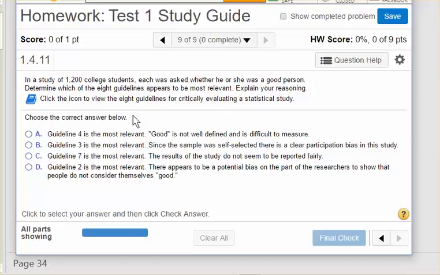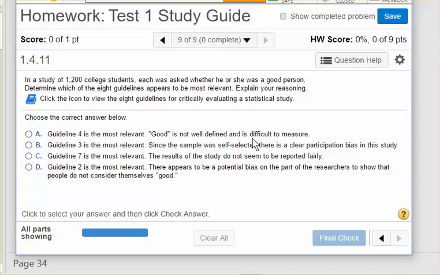Determine which of the 8 guidelines appear to be the most relevant. Explain your reasoning. Okay, so A: guideline 4 is the most relevant. It says good is not well defined and is difficult to measure. Okay. B: guideline 3 is the most relevant. Since the study was self-selected, there is a clear participation bias in the study.